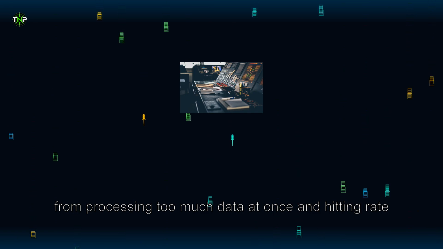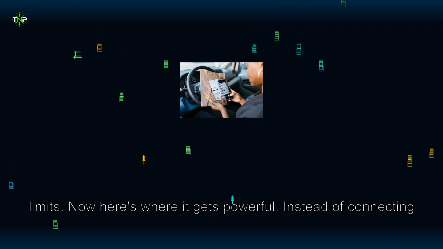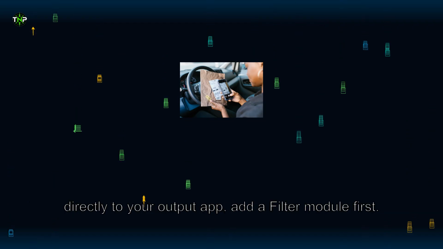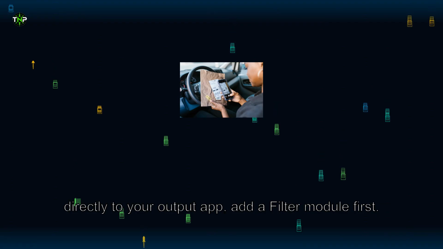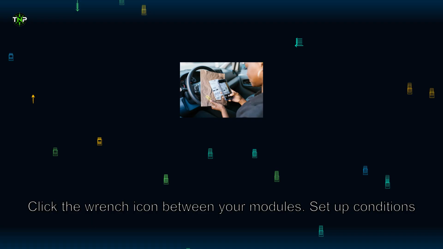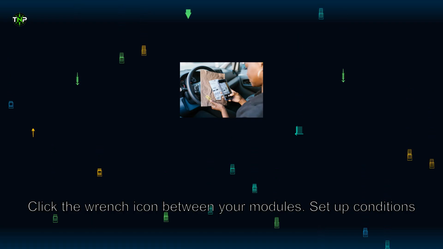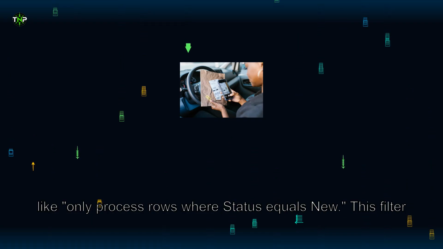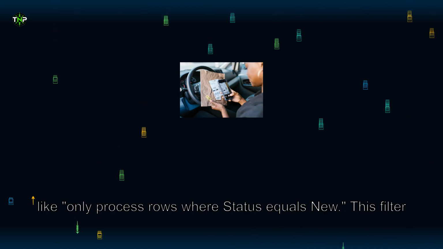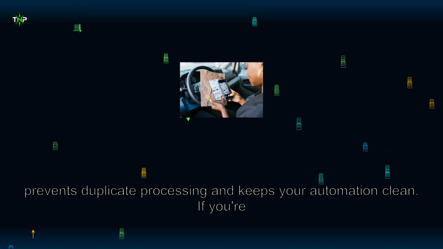Now here's where it gets powerful. Instead of connecting directly to your output app, add a filter module first. Click the wrench icon between your modules. Set up conditions like only process rows where status equals new. This filter prevents duplicate processing and keeps your automation clean.